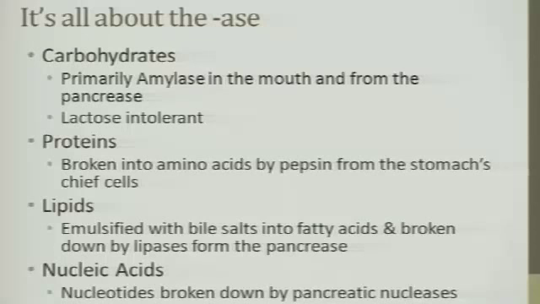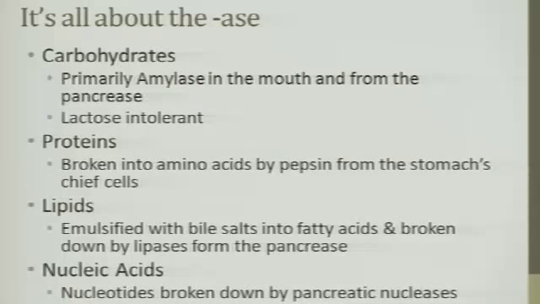Okay, review. ASE, for the most part, is going to designate an enzyme. Okay, so we have primarily amylase in the mouth. Okay, that should be pancreas, not pancrease. I don't know what happened there. Okay, amylase is going to break down carbohydrates. So we have amylase.